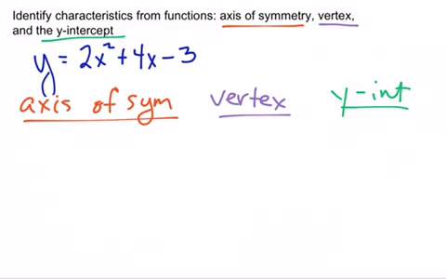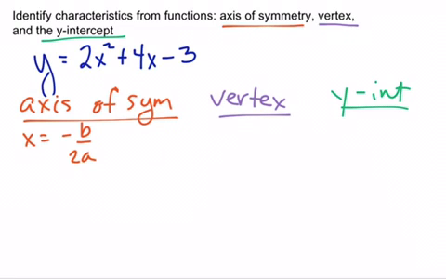The way you can remember the one you always start with: axis of symmetry begins with A. In the Greek, you get alpha and omega, and alpha is the first. So axis of symmetry is the first, the one you begin with. To find our axis of symmetry, we're going to use this formula: x equals -b over 2a. The reason it's x is because that's going to be the x value for your axis of symmetry.